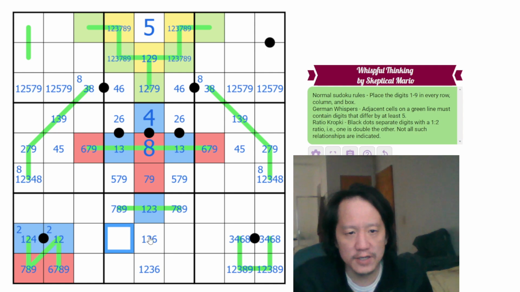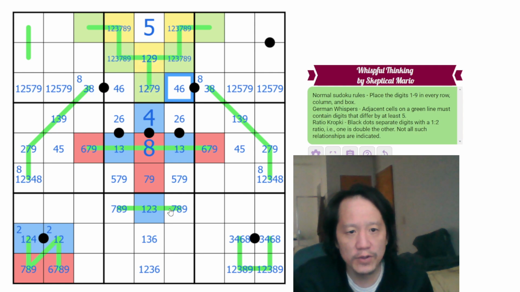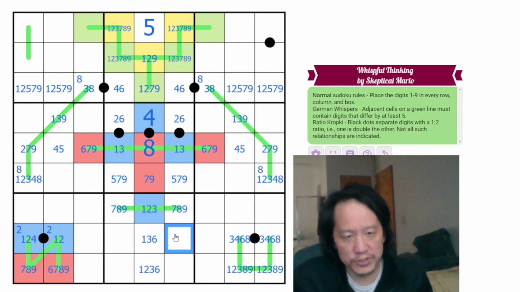So therefore these 2 can't be 3s. And 6 has to be one of these 2 because 6 can't be on here because we know 6 is one of these 2. So this can't be 3 or 6. 2 can't be because we know 2 is here.